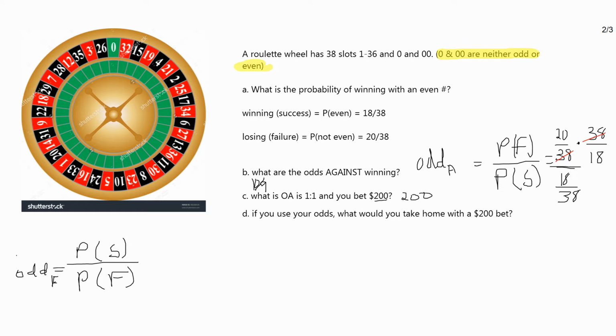Now, what are the odds if you make a $200 bet with our odds again? Then what are you going to do? Huh? I heard "ribbit." That's what it sounds like, a frog. Ribbit. Say again? Oh, okay.